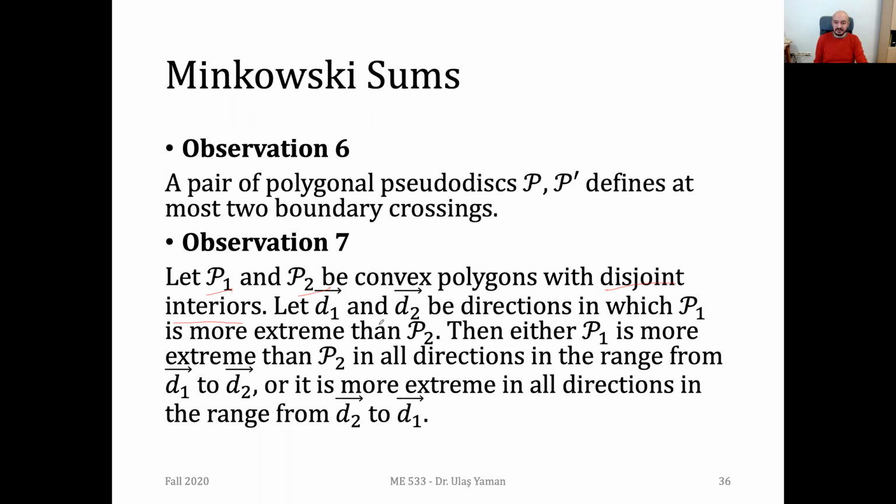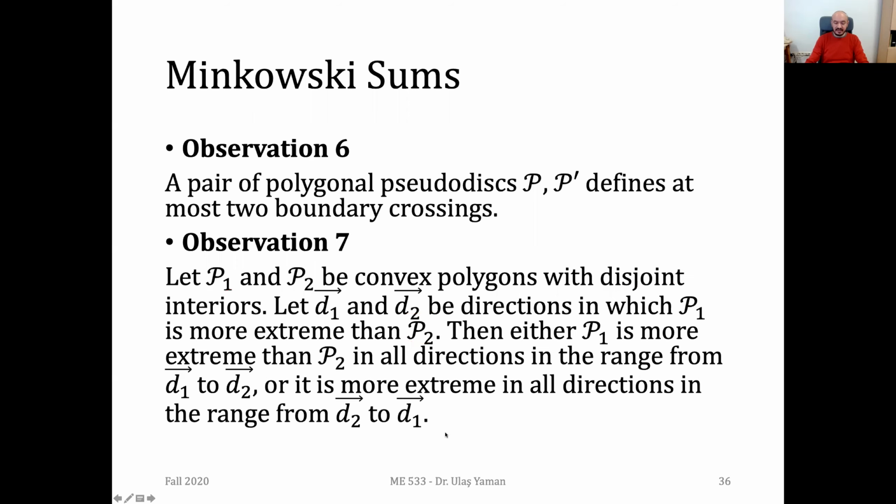Then we have two directions, D1 and D2. And in these directions, P1 is more extreme than our second object, P2. Then if this is assumed, either P1 is more extreme than P2 in all the directions in the range from D1 to D2, or it's more extreme in all directions in the range in the reverse direction, from D2 to D1.